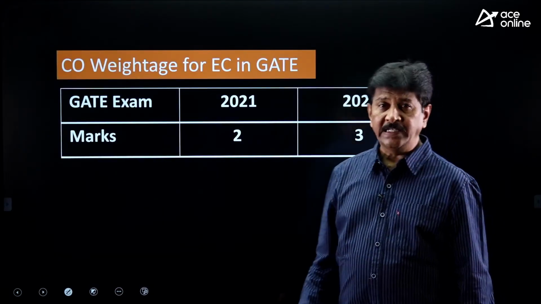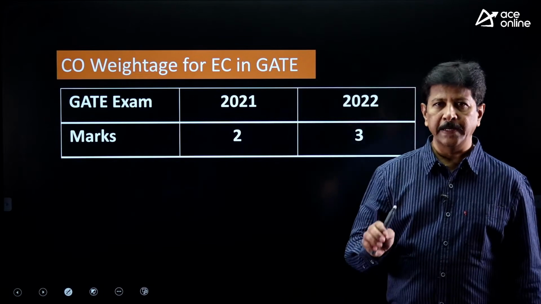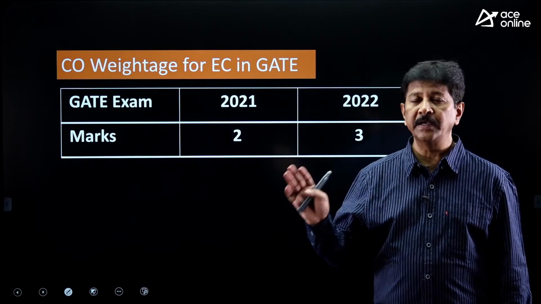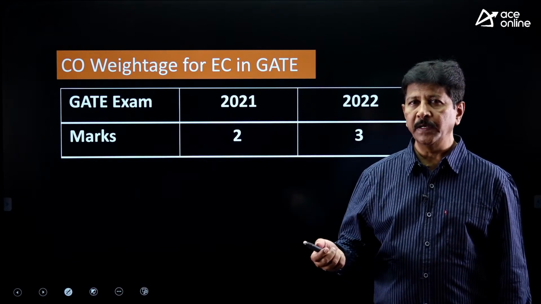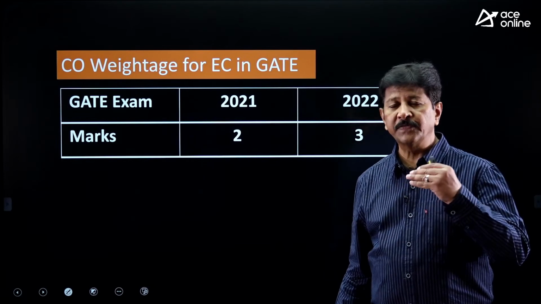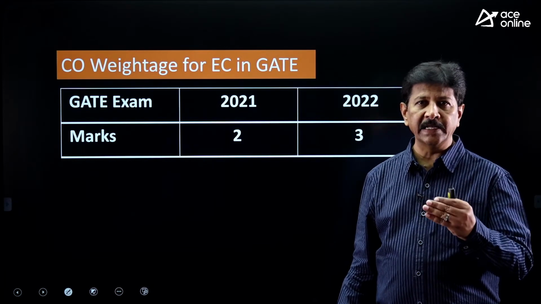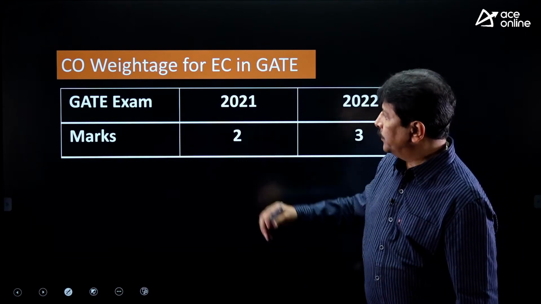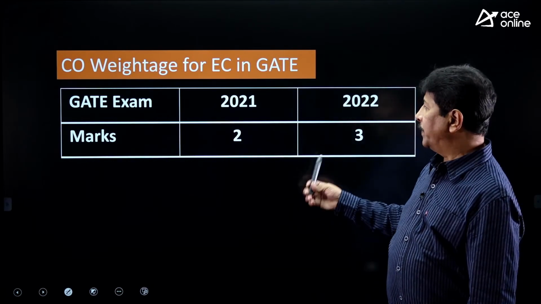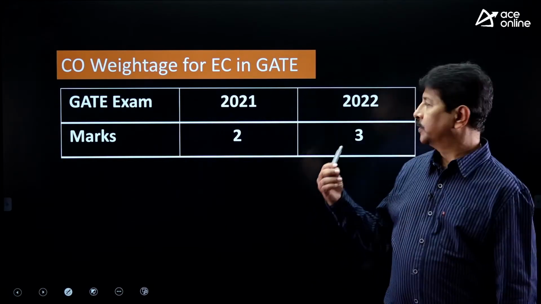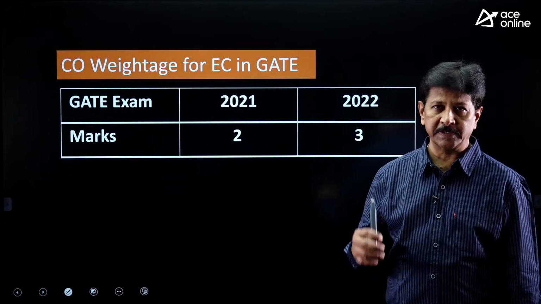As far as weightage, as of now it is less in the GATE exam for both ECE and EEE students, and it is more in the engineering service examination. But we are expecting that the weightage for computer organization will increase in coming years. The marks asked so far in CO: in 2021 it was 2 marks, and in 2022 it was 3 marks.